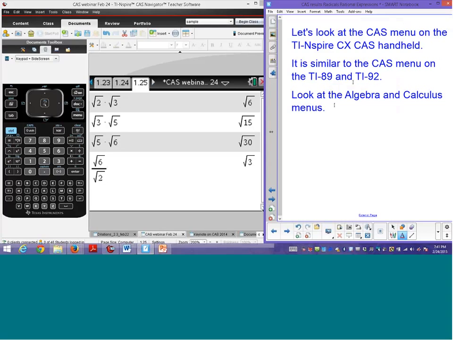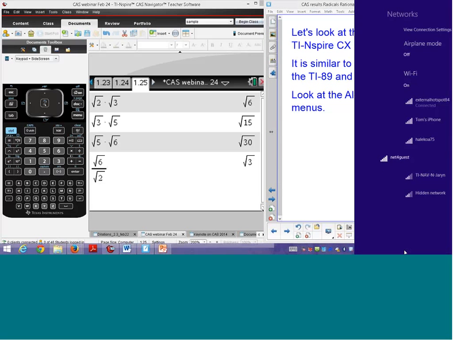And it's very similar to the 89, and we're going to look at the algebra and calculus menus. Even if you don't teach either one of those, still be aware of what's there. I'm now going to switch over to the iPad because I want you to be aware that this can be used on the iPad app. There's an iPad app that is $30. I'm sorry, no, it's $29.99. They told me it's not $30, okay?